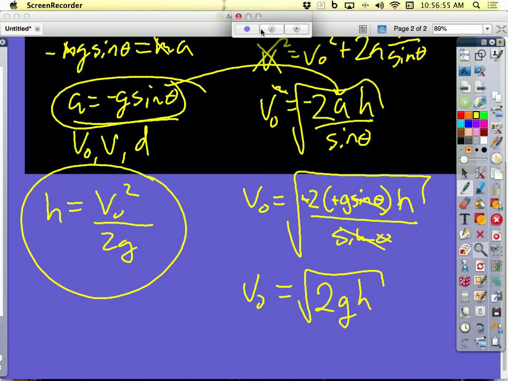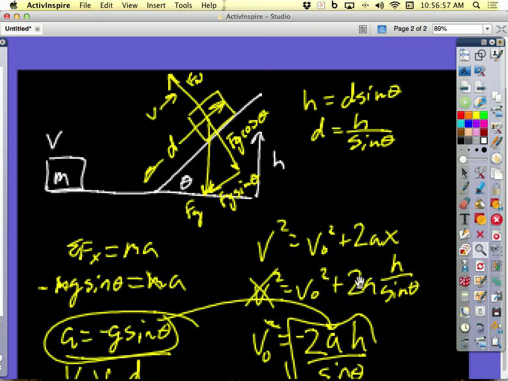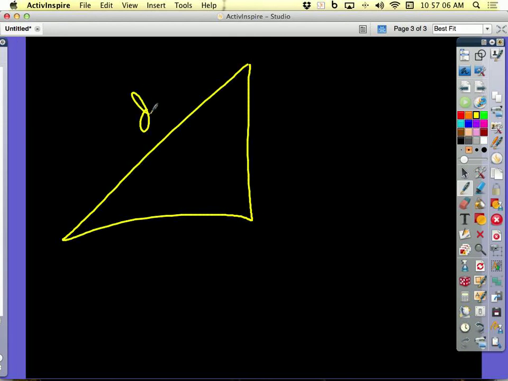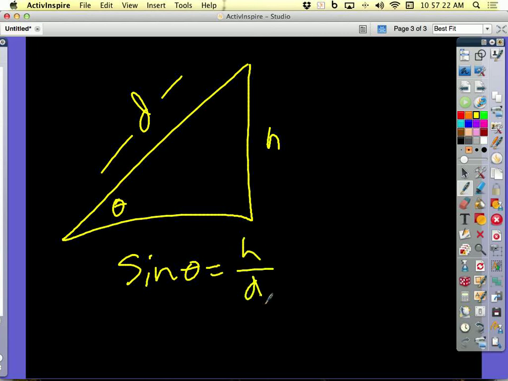So the question was, how did I get h equals d sine theta? Well, let's take a look at this. H is equal to d sine theta because the sine of theta is h over d. So h is equal to d sine theta. Questions? Okay.